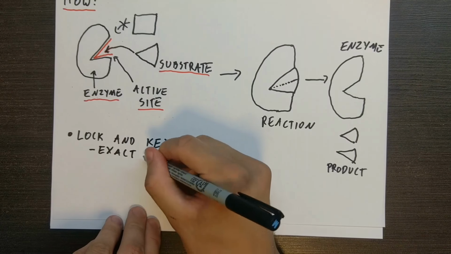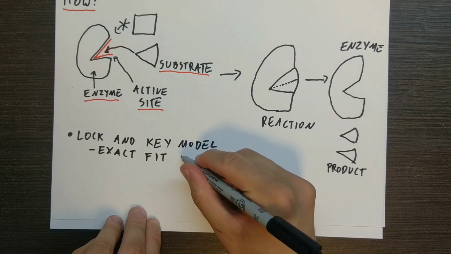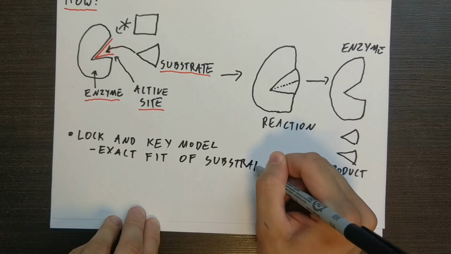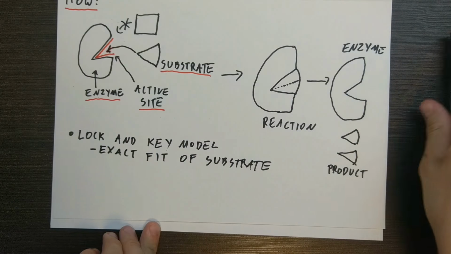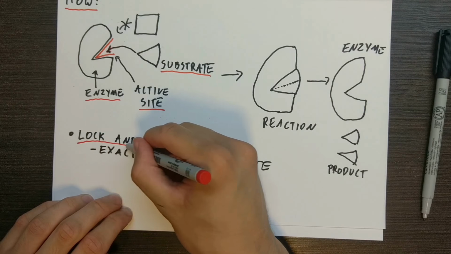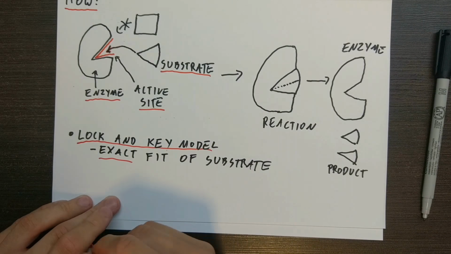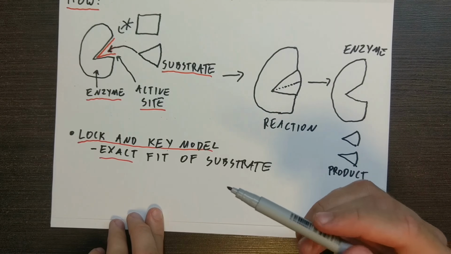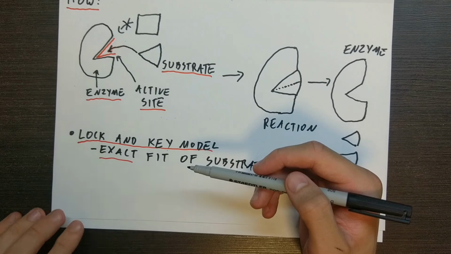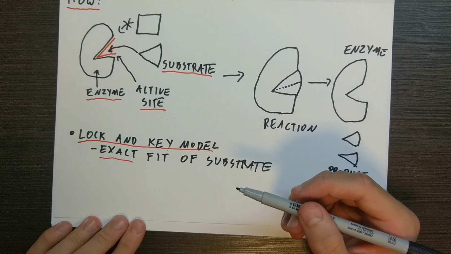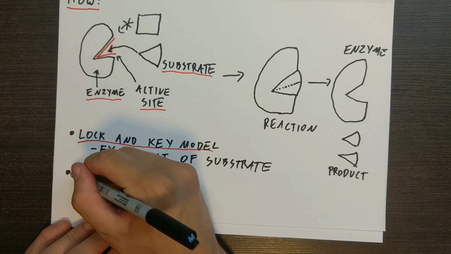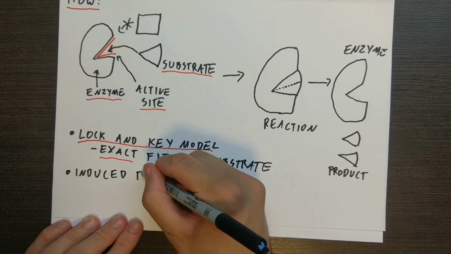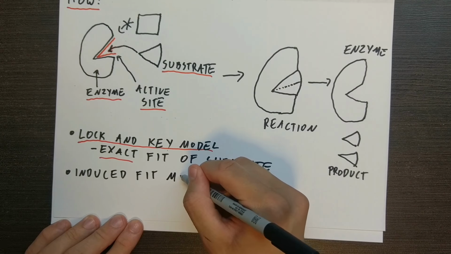Exact fit of substrate. The substrate has to be of the exact same shape as the active site. Now, this is the older model. However, recently we are accepting a new model, called the induced fit model.